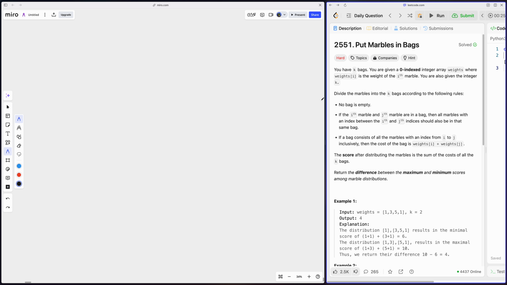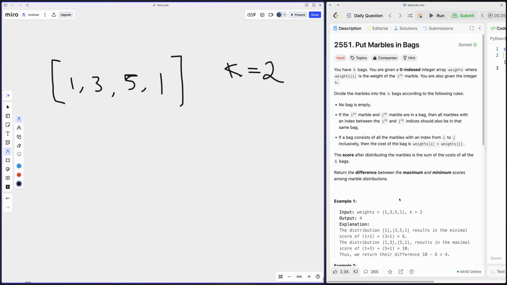This is 2551, put marbles in bags. So we're going to be given a bunch of marbles, and each marble has some weight, right? So in this first example, they give you 4 marbles right here, and they all have their different weights. We're also going to be given a K, and a K is basically how many bags they want you to put these marbles in. For example, we could put these marbles in a bag, and then we can put these marbles in a bag.